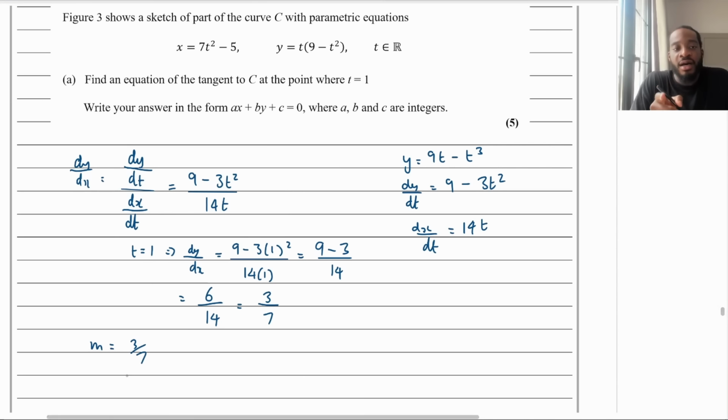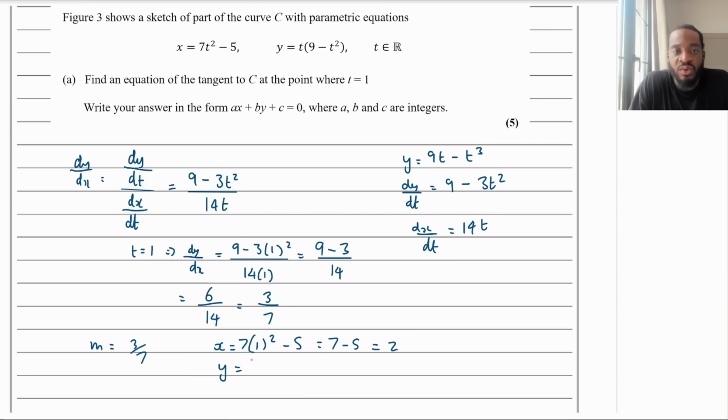Perfect. Now we need the point. We need the actual coordinates of this point, okay? Where t equals 1. So I'm going to plug t equals 1 into x and y. So x is equal to 7t squared minus 5. So it'll be 7 times 1 squared minus 5, which is just 7 minus 5, isn't it? Which is 2. So x is 2.